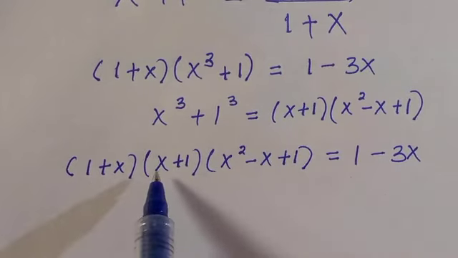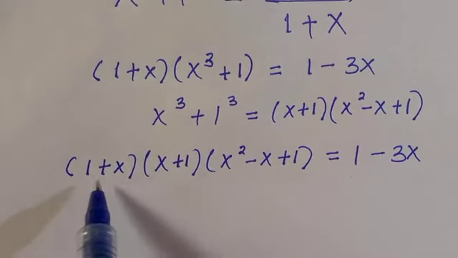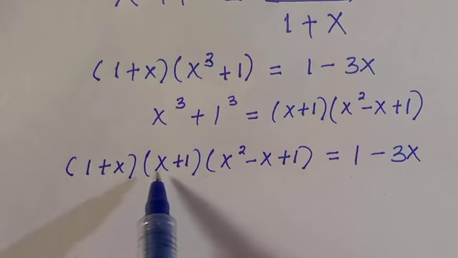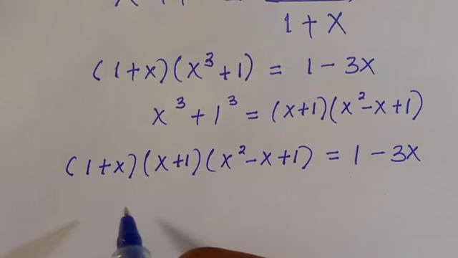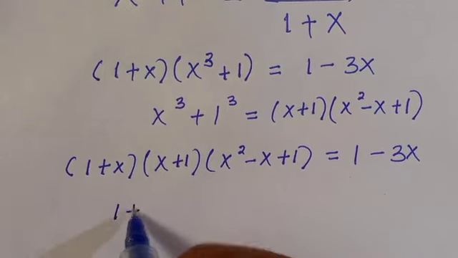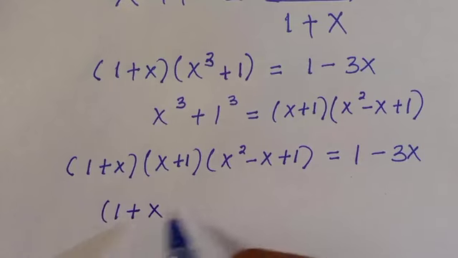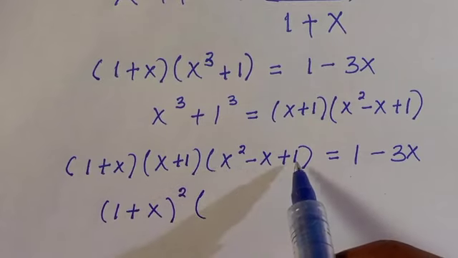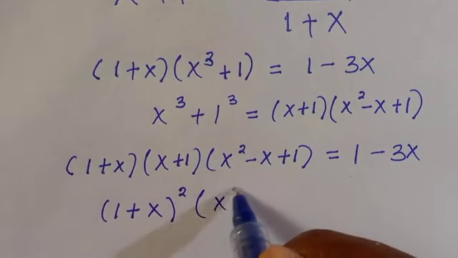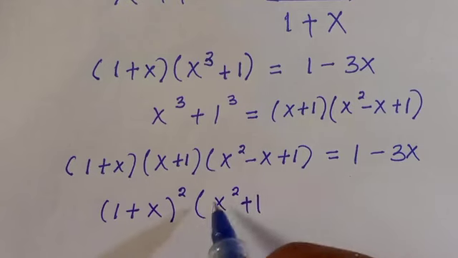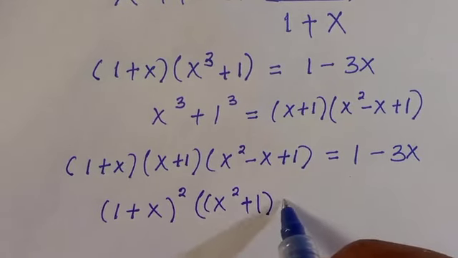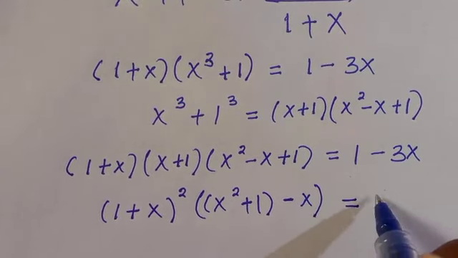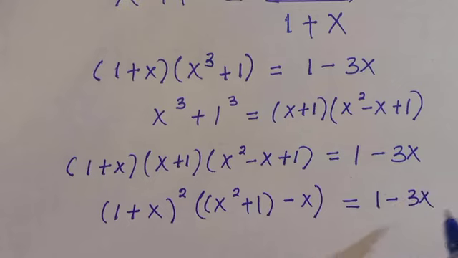So here 1 plus x and x plus 1, they are commutative, either of the two. So when we combine this together, we are going to have it as either 1 plus x or x plus 1. So we have 1 plus x to the power of 2 bracket. If I place this and this together, we have this as x squared plus 1, this in bracket, minus x, all in bracket, equals 1 minus 3x.